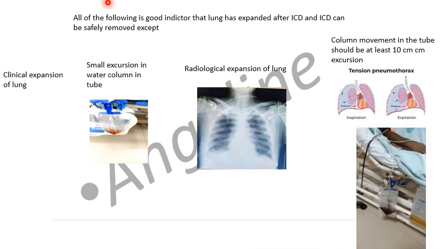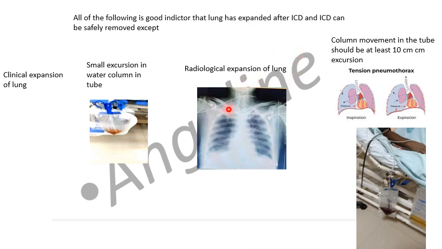Okay. So all of the following is a good indicator that the lung has expanded and your intercostal drainage tube can be removed. One is clinical expansion of the lung. Yes, you will look for clinical expansion like your air entry, your respiratory rate, and your SpO2. This is the bare minimum clinically. In the air, the water column should be very short. The excursion should be very small. Is it right? We don't know yet.